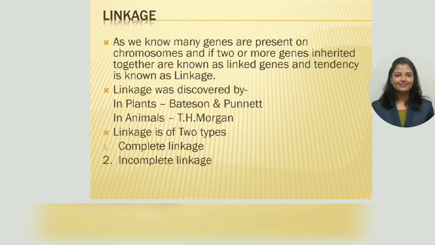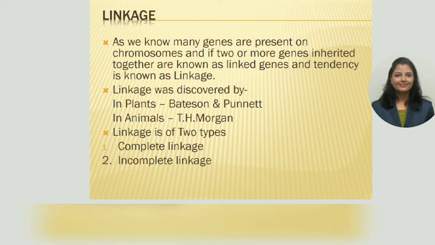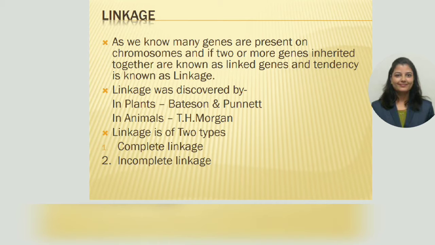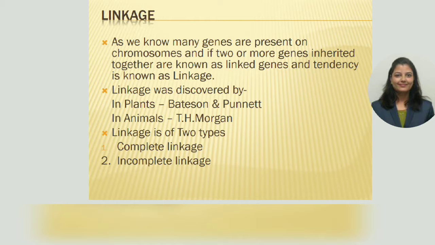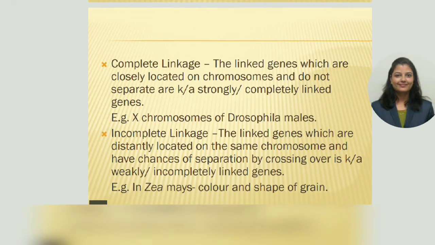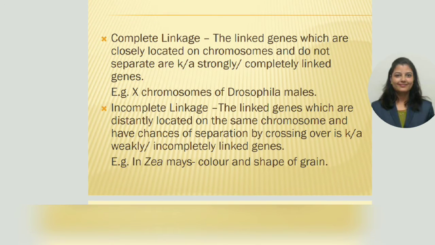As we know, many genes are present on chromosomes, and if two or more genes are inherited together, they are known as linked genes, and the tendency of transmission of those genes is known as linkage. Linkage was first discovered in plants by Bateson and Punnett, and in animals it was discovered by T.H. Morgan. Linkage is always of two types.